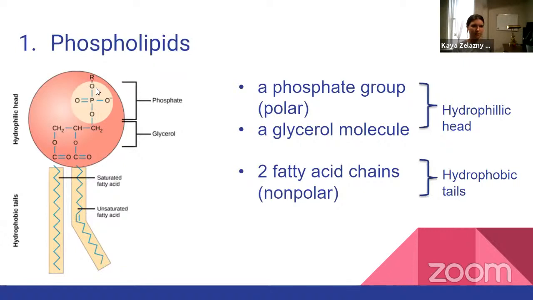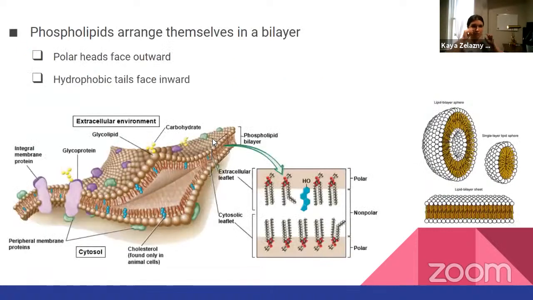So if we're drawing a phospholipid, we have our hydrophilic head. We've got a little glycerol linking together that hydrophilic head with our hydrophobic tails made of fatty acids. Okay. So the phospholipids arrange themselves in bilayers kind of automatically when you drop them in water. That's because we need polar heads that face outward. And when we say outward here, we mean anywhere containing water.